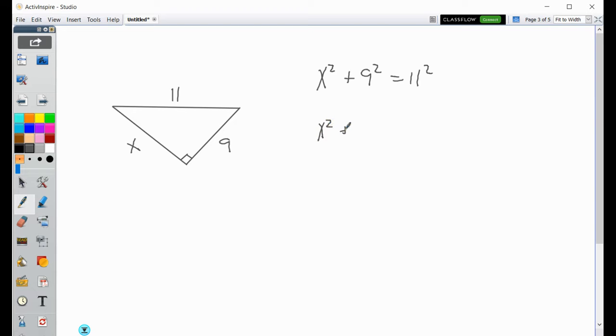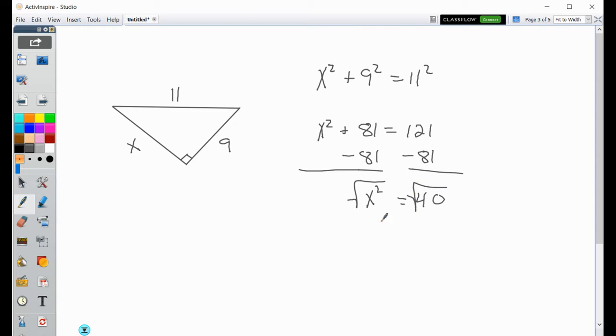So x squared plus 9 squared, which is 81. 11 squared is 121. We're going to subtract 81 from both sides. Okay, so if we subtract 81 from both sides, I believe that is 40. And so we get x squared equals 40. Take the square root of both sides. We get x is the square root of 40.